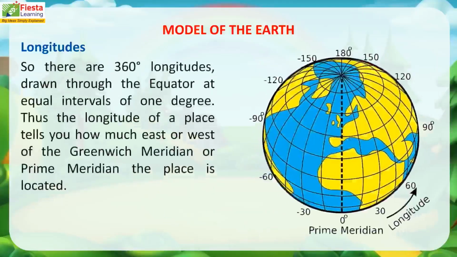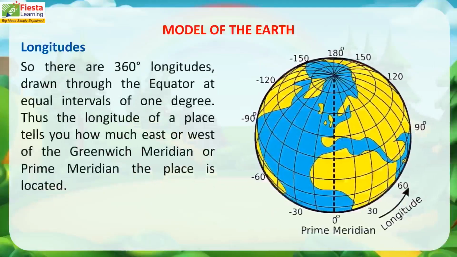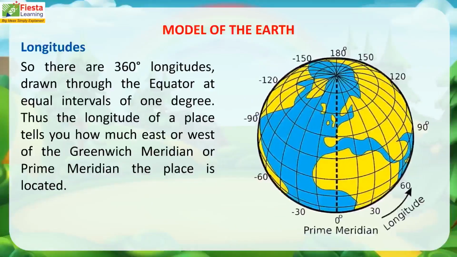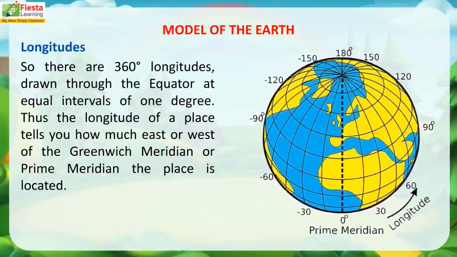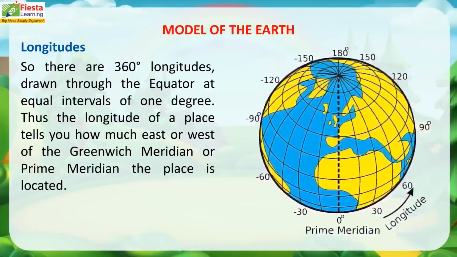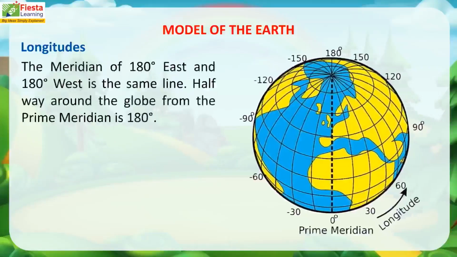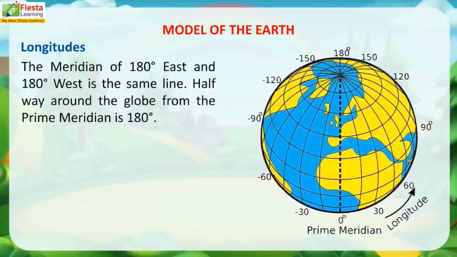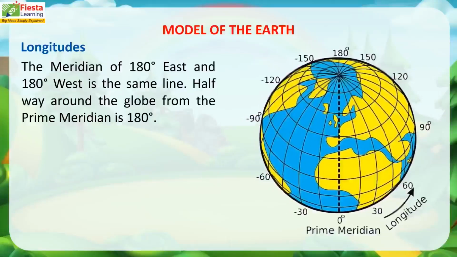So there are 360 degrees of longitude drawn through the equator at equal intervals of 1 degree. Thus the longitude of a place tells you how much east or west of the Greenwich meridian, or prime meridian, the place is located. The meridian of 180 degrees east and 180 degrees west is the same line. Halfway around the globe from the prime meridian is 180 degrees.